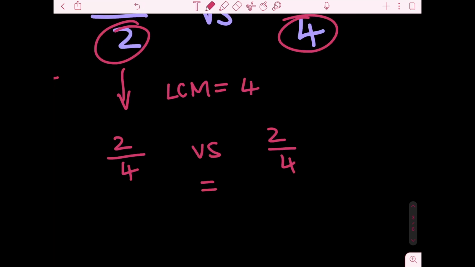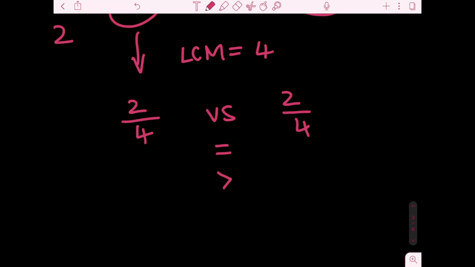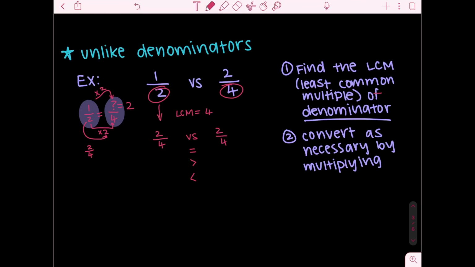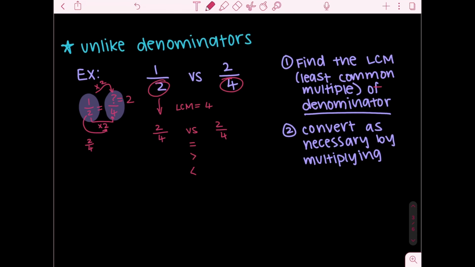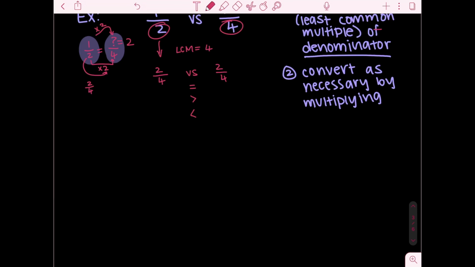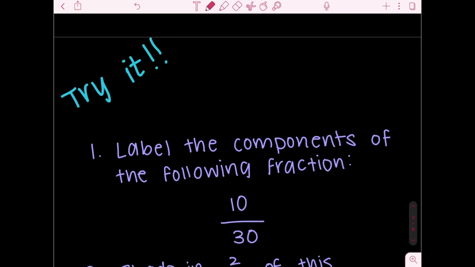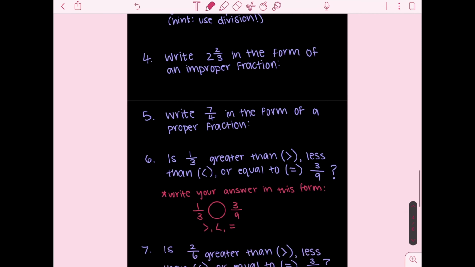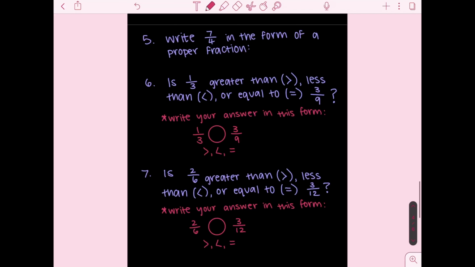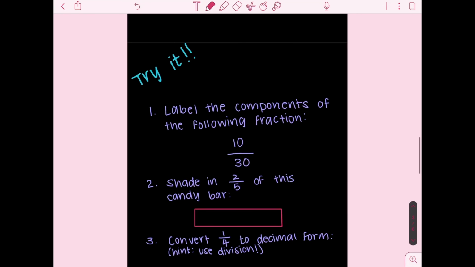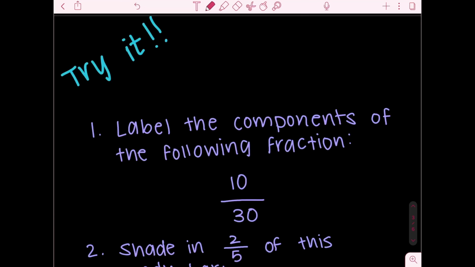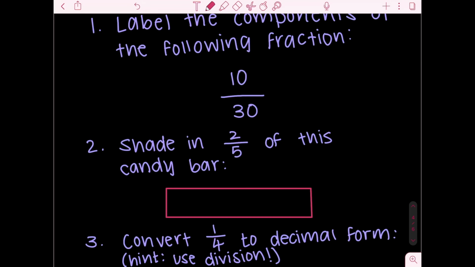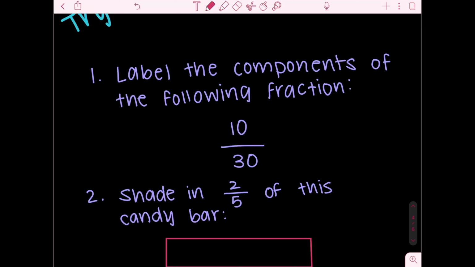But they're not always going to be equal. In some cases, you're going to have to use the greater than or less than sign. Okay? And that is how you compare fractions with unlike denominators. So I added a section at the bottom of this. It's called Try It. There's a bunch of questions that I will read through that go over all of the topics in today's lesson. So our first question is, label the components of the following fraction, 10/30. What I'm asking you to do is just basically label the numerator, denominator, and fraction bar.